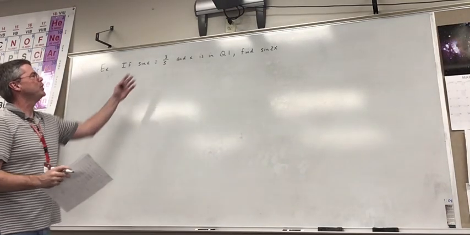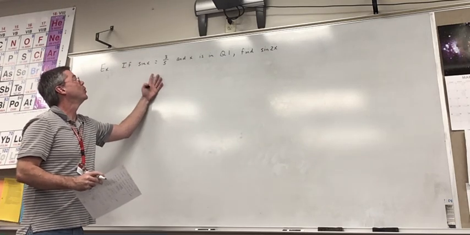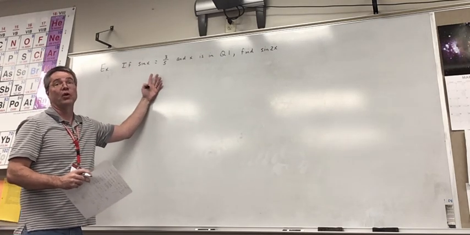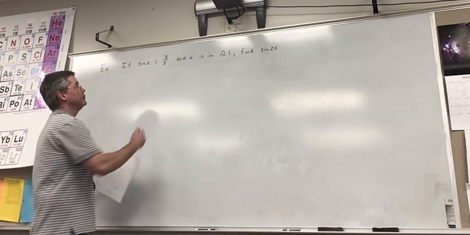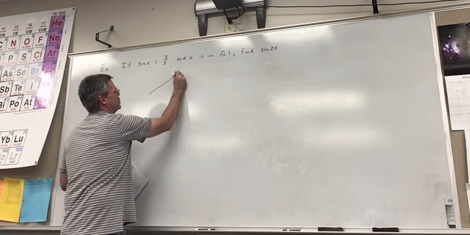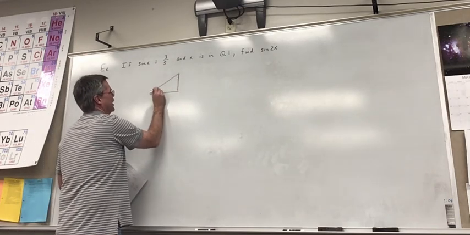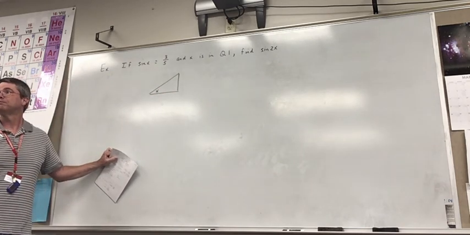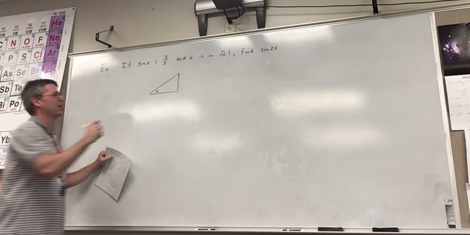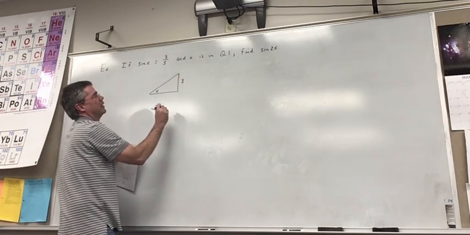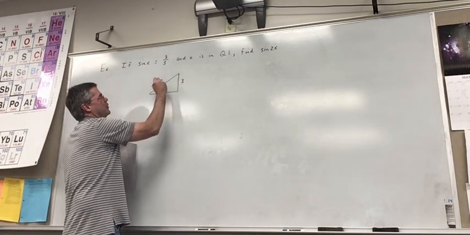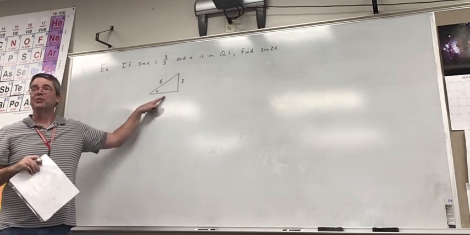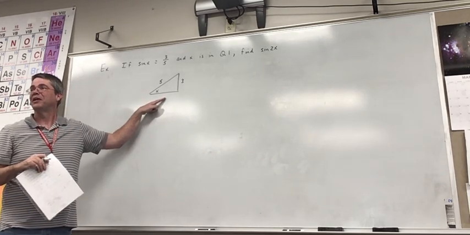All right, anytime you get a fraction, what you're going to want to do is draw a triangle. So if sine is 3/5, we have an x right there. Where does the 3 go? Okay, opposite. And where does the 5 go? All right, hypotenuse. Does anybody know what that is without going through the Pythagorean theorem? All right, it's a 4.